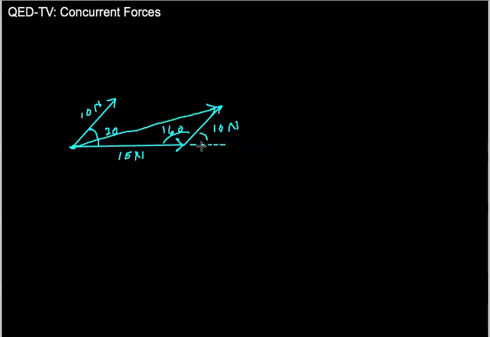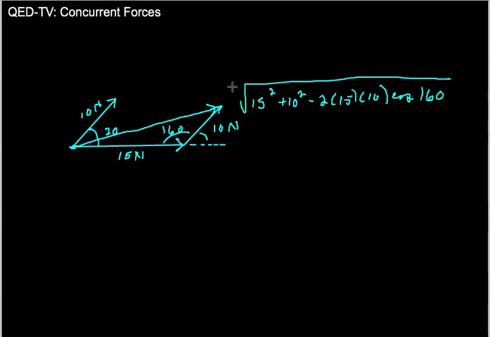And I can just use the law of cosines to figure out the magnitude of this resultant. So it would be, if you remember, 15 squared plus 10 squared minus 2 times 15 times 10 times the cosine of the angle between them, 160. And then it would be the square root of this whole thing. That would be my resultant side. If you do that whole thing out on the calculator, you'll get a magnitude of 24.6 newtons.